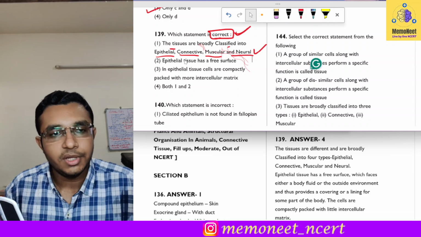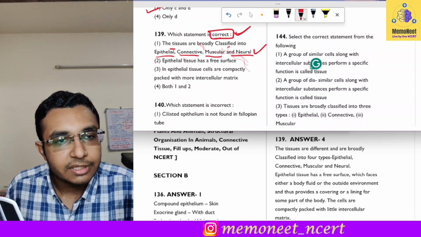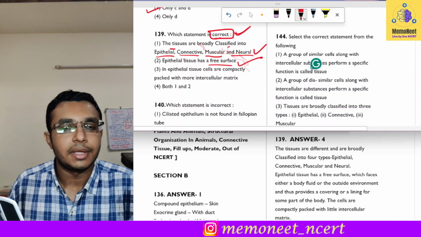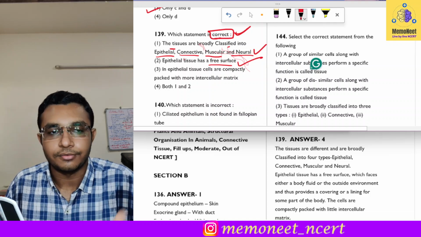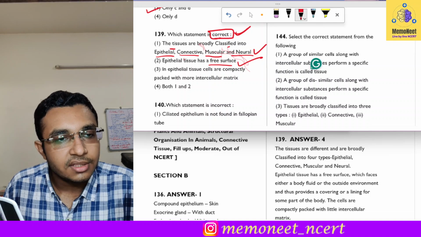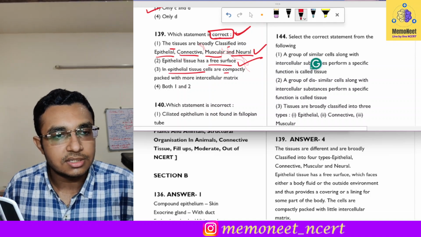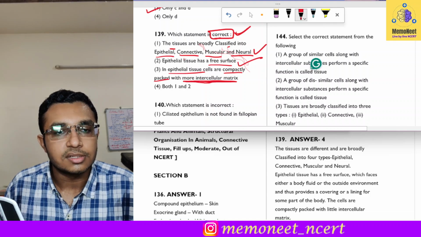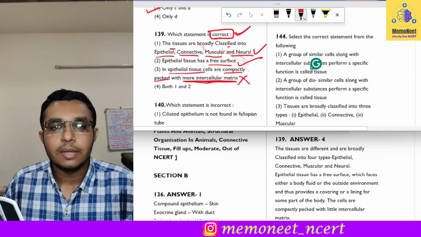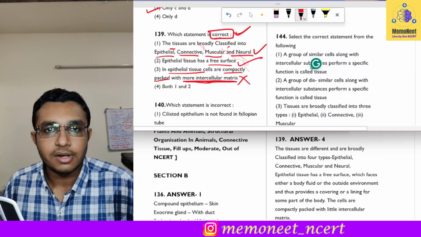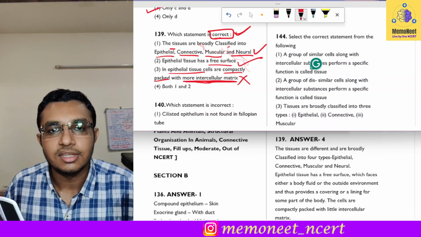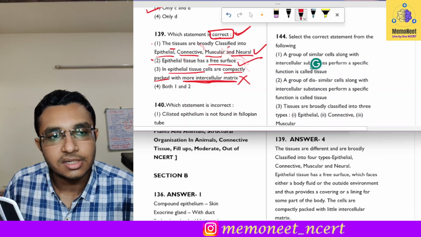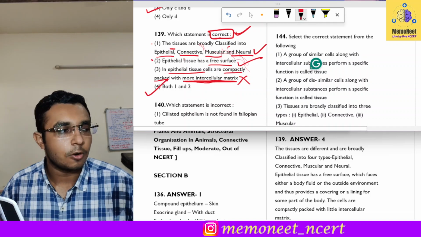Moving on to the next statement, that is epithelial tissue has a free surface. Yes, this is also correct. The epithelial tissue contains a free surface. Then the third statement is the epithelial tissue cells are compactly packed with more intercellular matrix. Is this correct? No. In the epithelial tissue, very little intercellular matrix is found. So this statement is incorrect. So among the following 4 options, the first statement and the second statement are correct. Therefore, the correct answer is option 4.